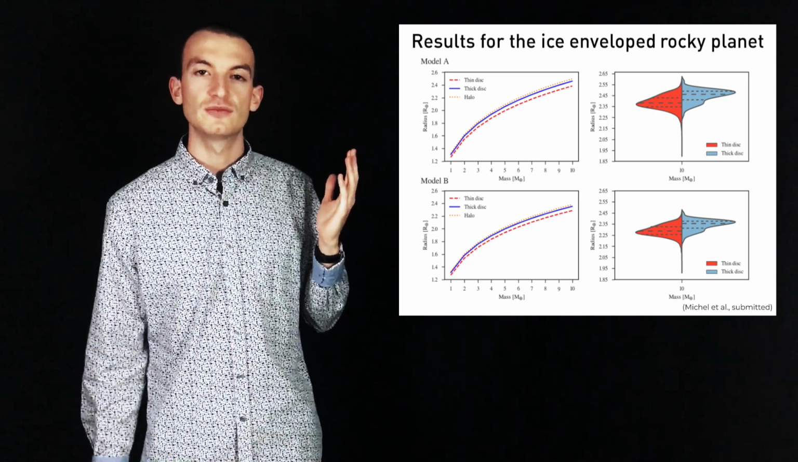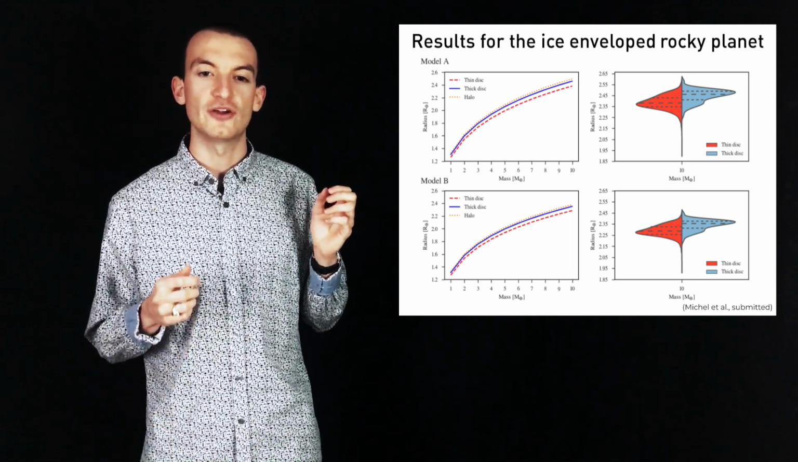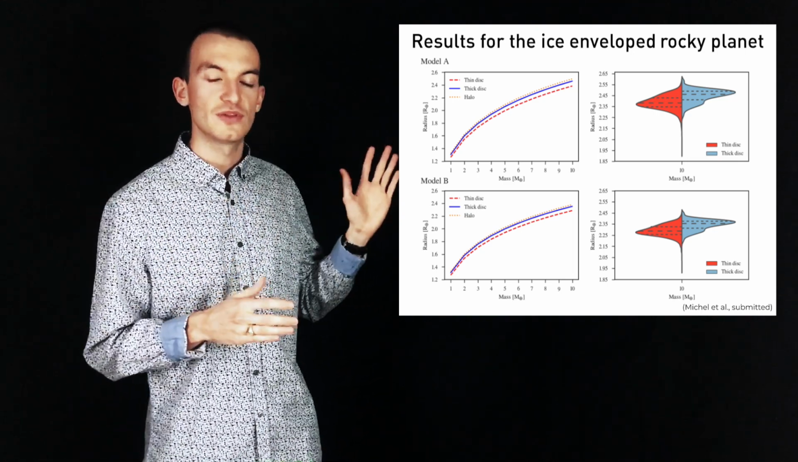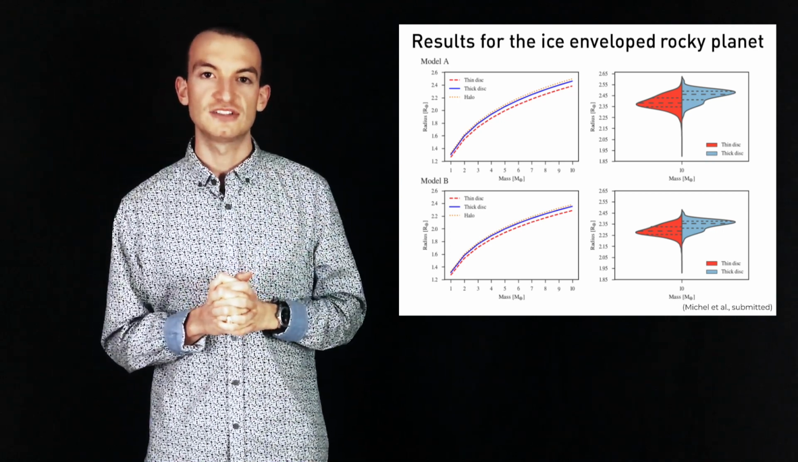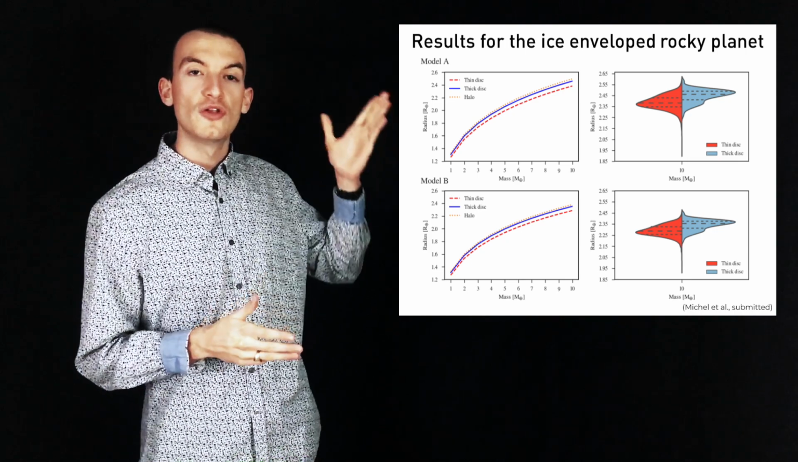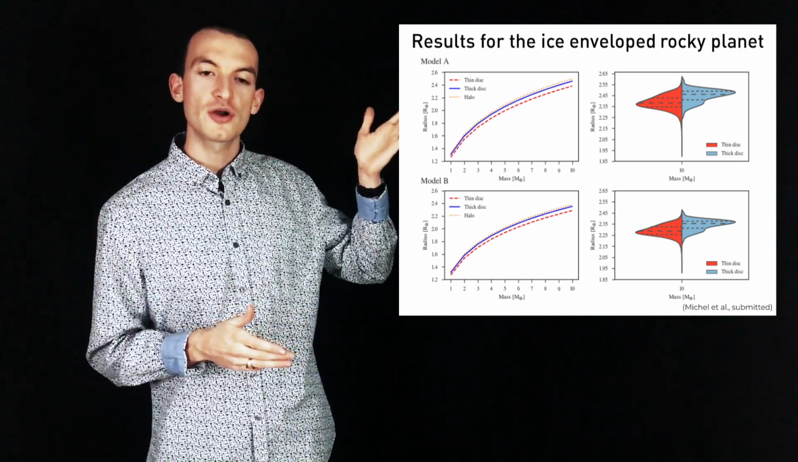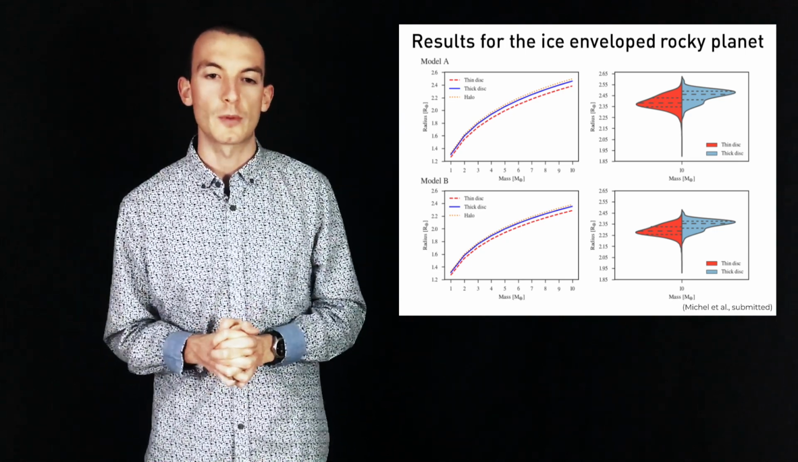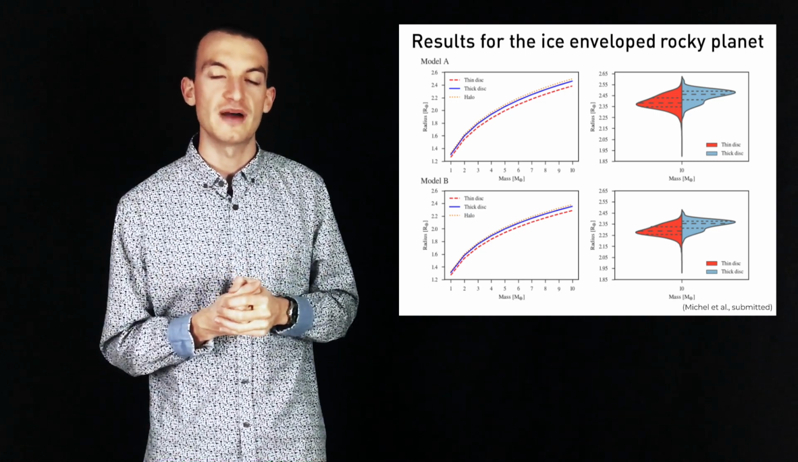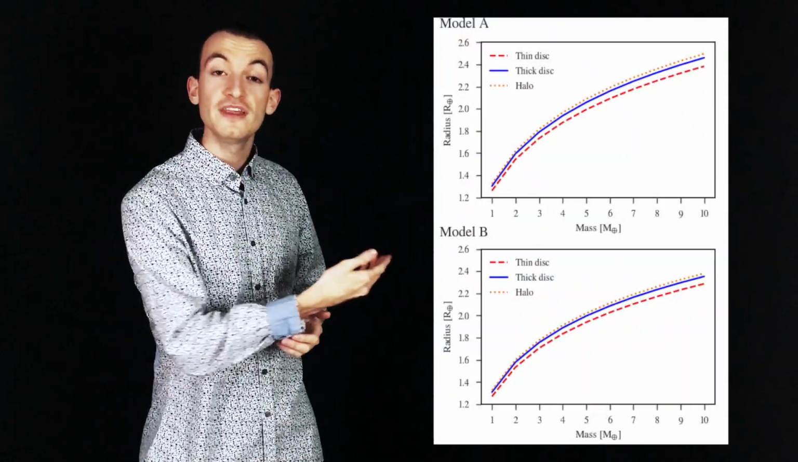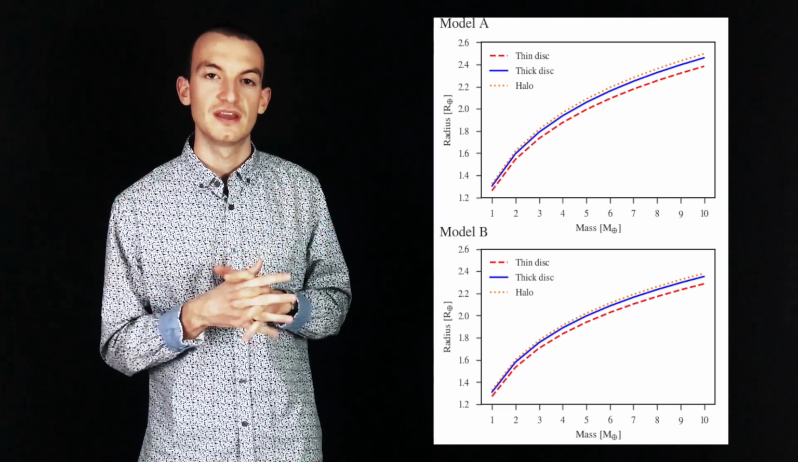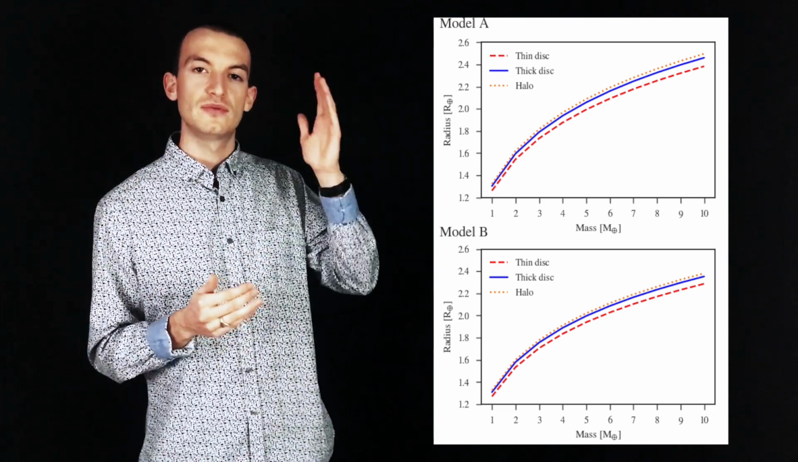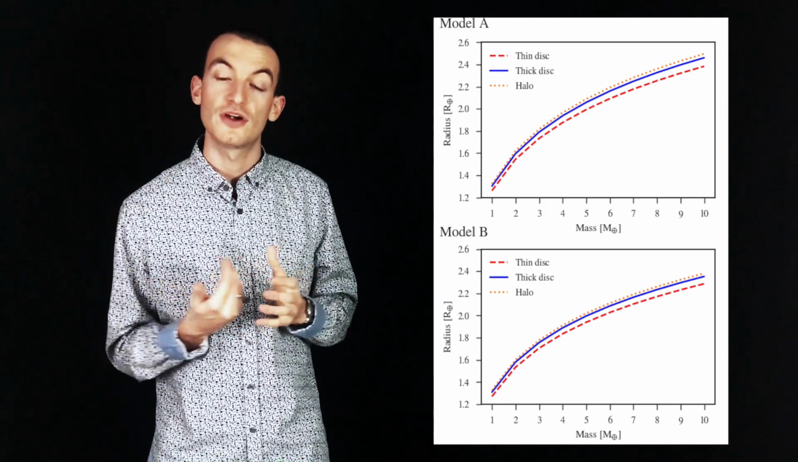So here we present results for the 4 AU scenario, where we have the mass-radius relations on the left-hand side, and on the right-hand side, radii distribution plots. So on the top we have a particular model, and the second set of plots is a second model. So let's first look at the mass-radius relations. Along the x-axis, we have masses, from 1 to 10 Earth masses. And then on the y-axis, we have the radius in terms of Earth radii.